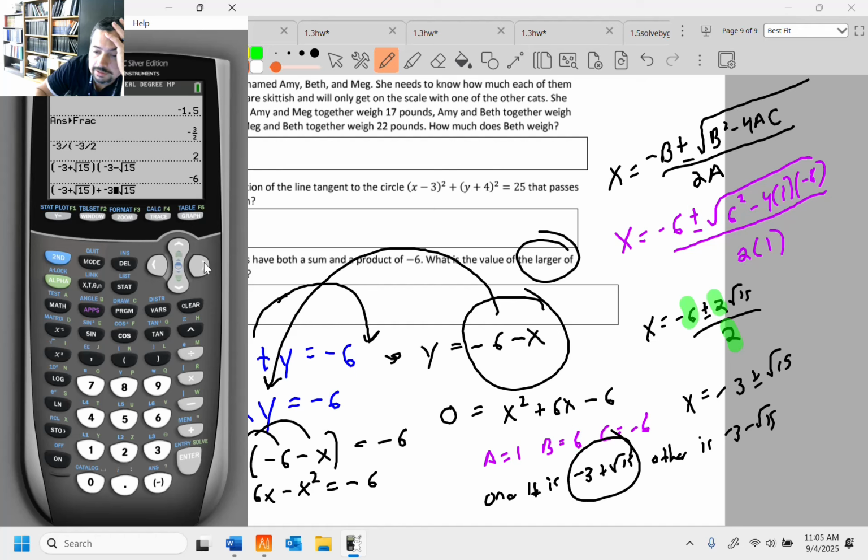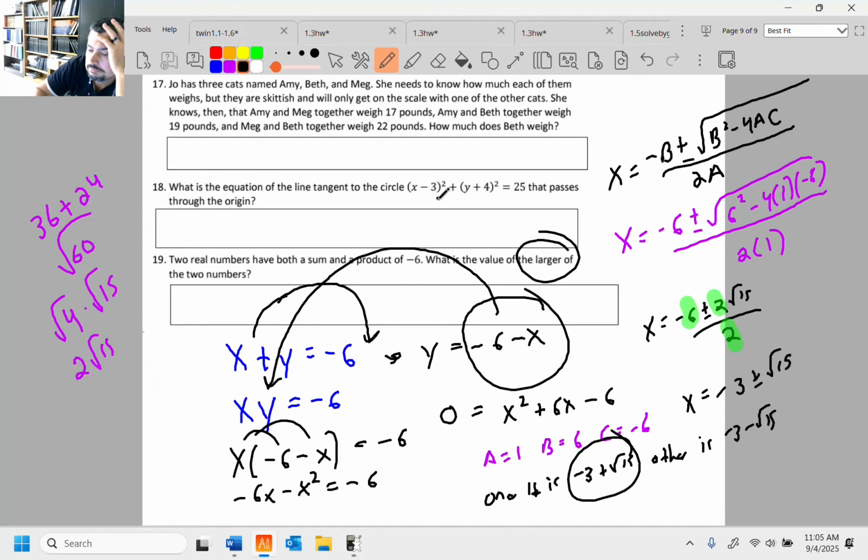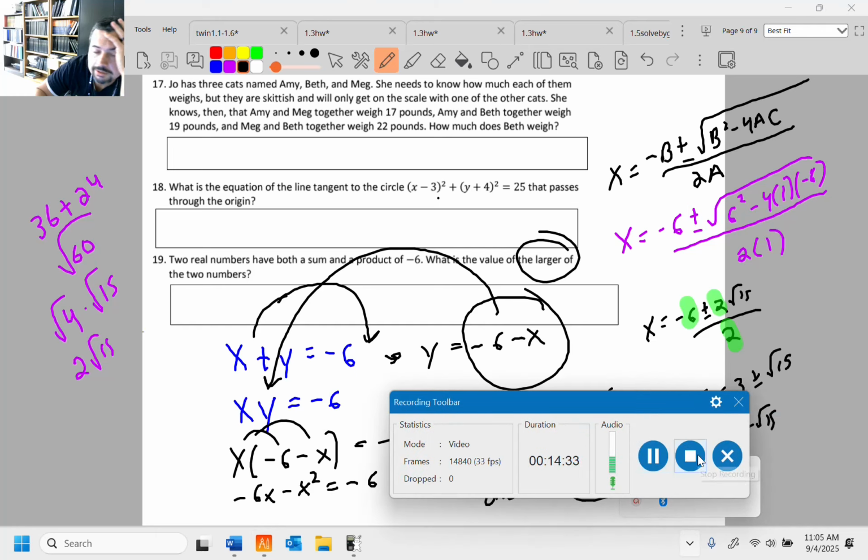There we go. That looks right. Still negative 6. There you go. Negative 3 plus root 15 is the big one. And there is the last of the bonuses. Sorry I made a mistake. It happens. I don't ever claim to be perfect. Wish I was sometimes, but I'm not.